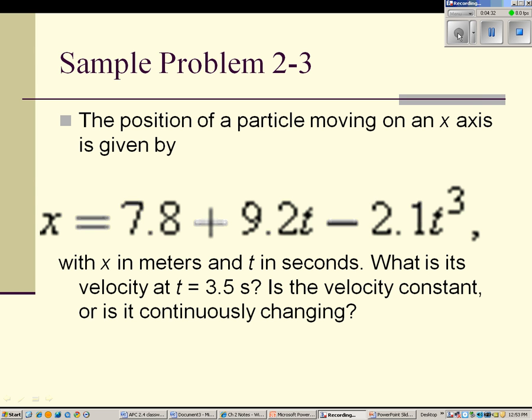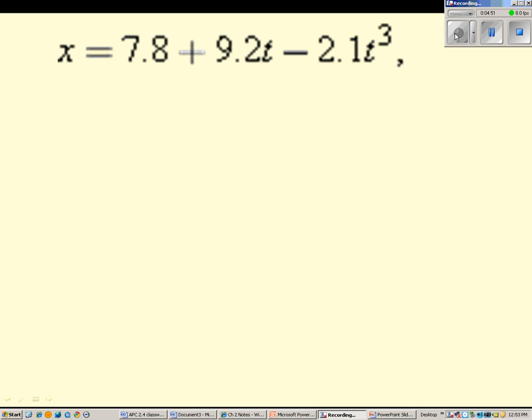So I want you to pause the video now, find the velocity function by taking the derivative, and then plug in the 3.5 seconds for your time. So pause the video, do that, and see if you come up with the same answer we have here. So now that you've done this, we'll check your answer.